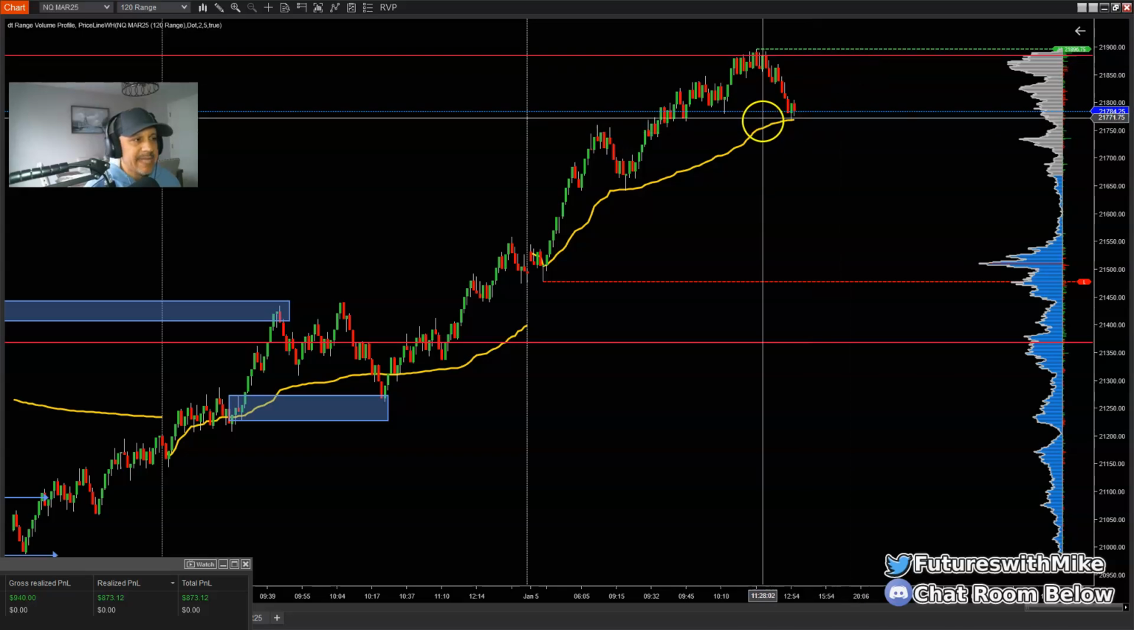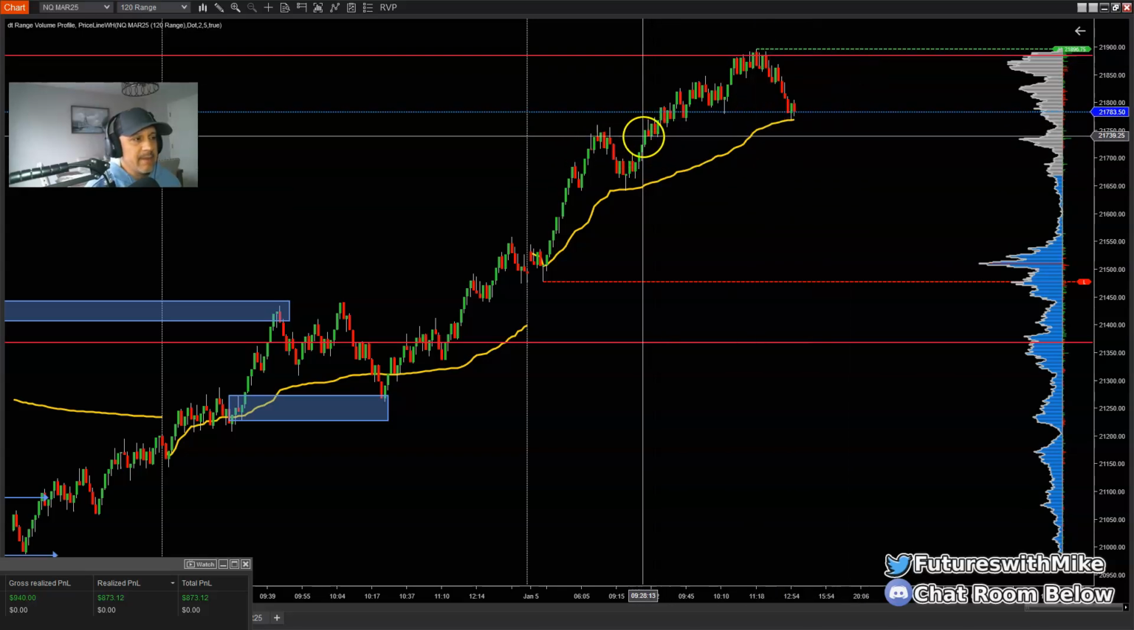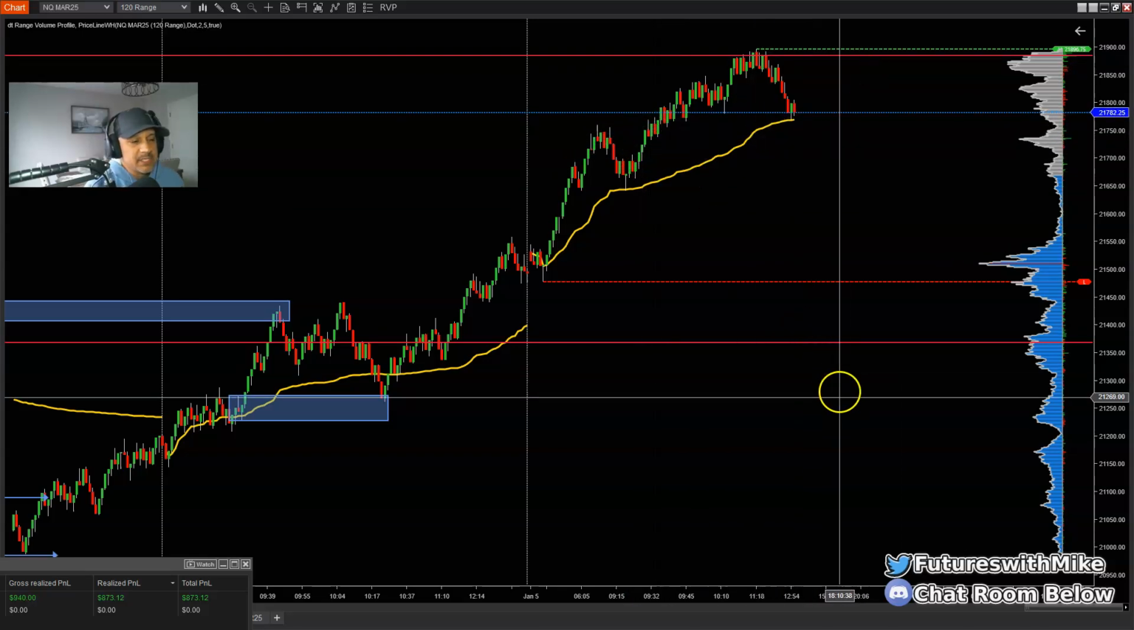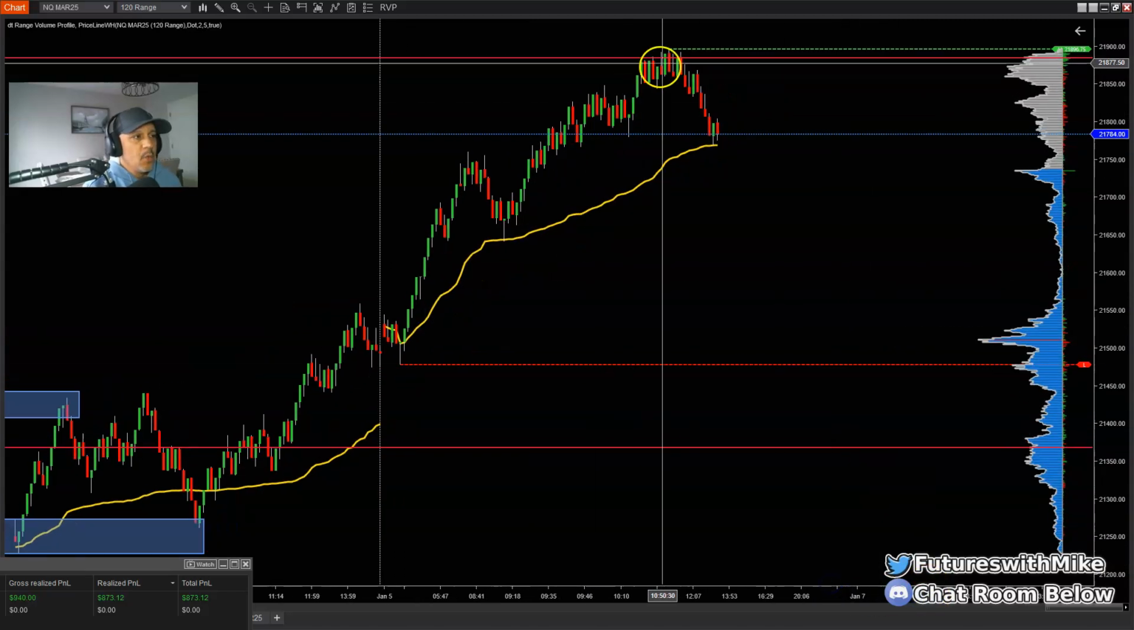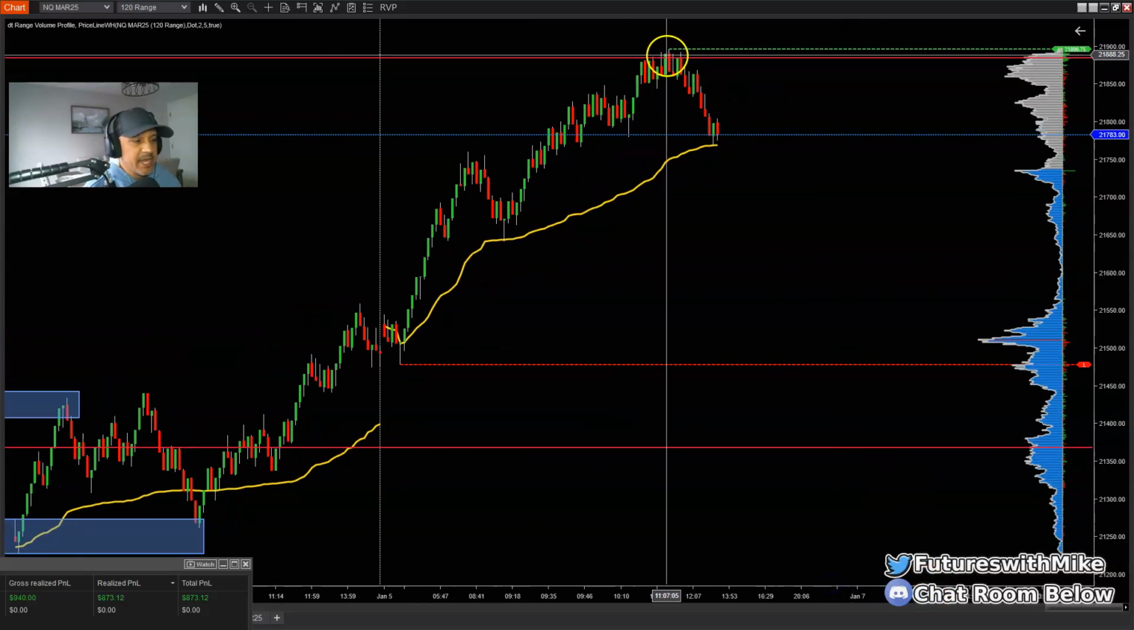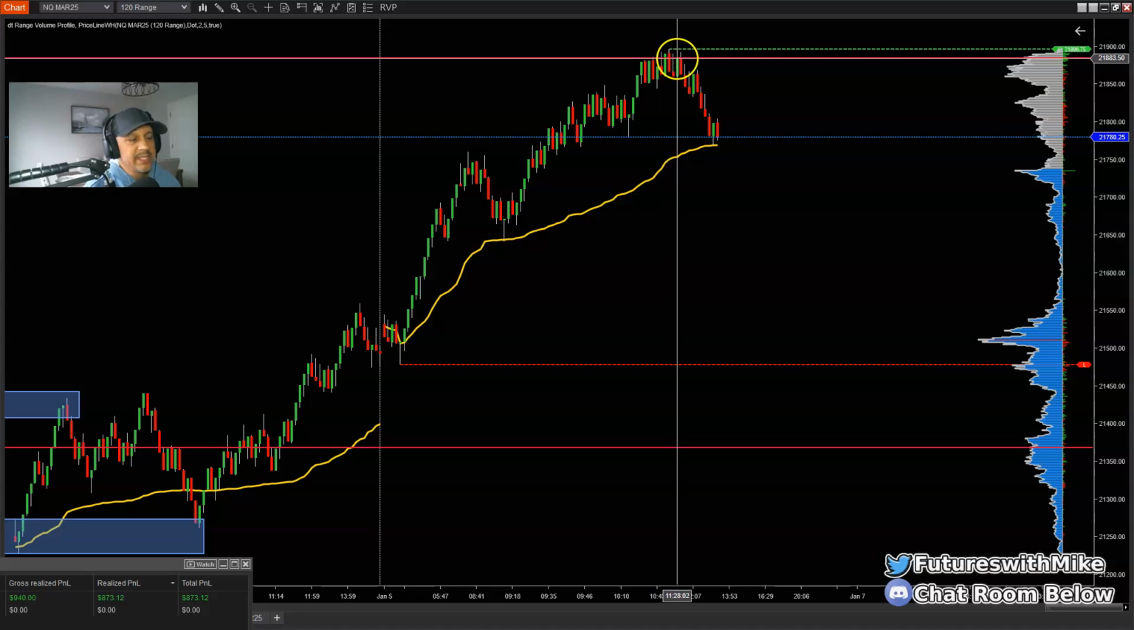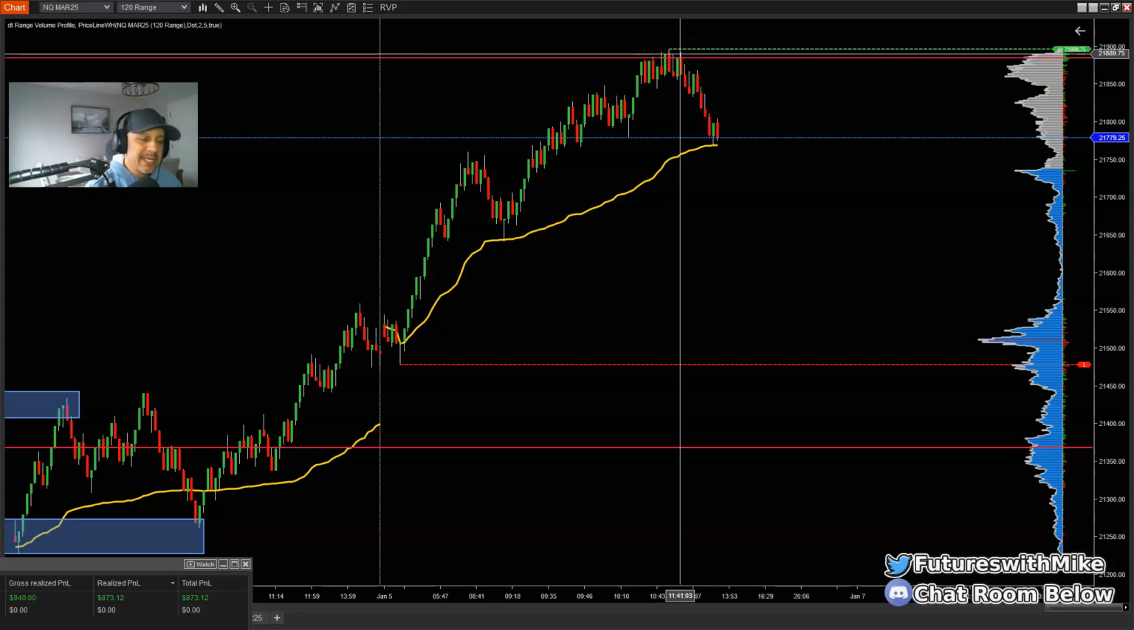Probably to fill gaps back to the downside, like right here. They maybe want to come down here and fill these gaps now. Not sure 100%. But what I saw today when the market got up into this area around 11 was there was weakness in the market. I'm typically taking a trade between 7:30 and done by 10:30, somewhere in that time frame.